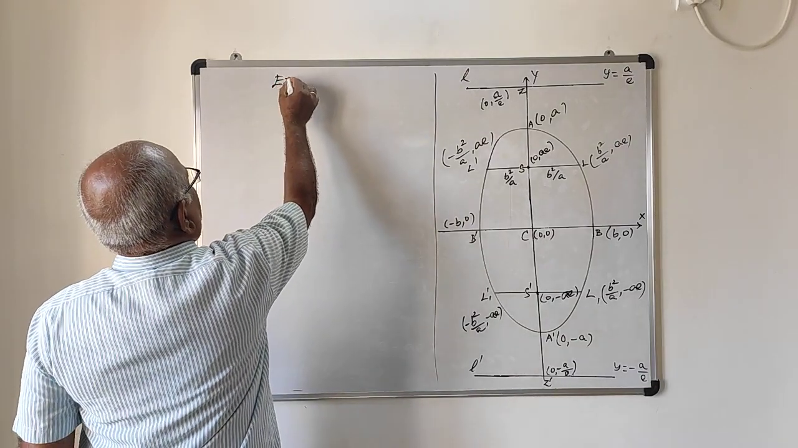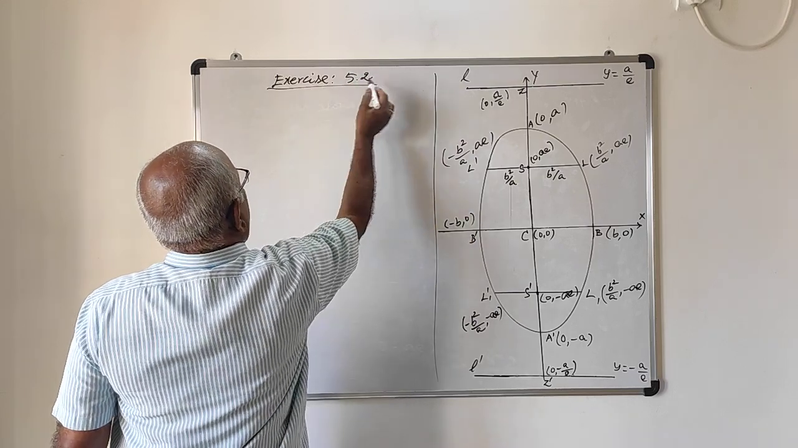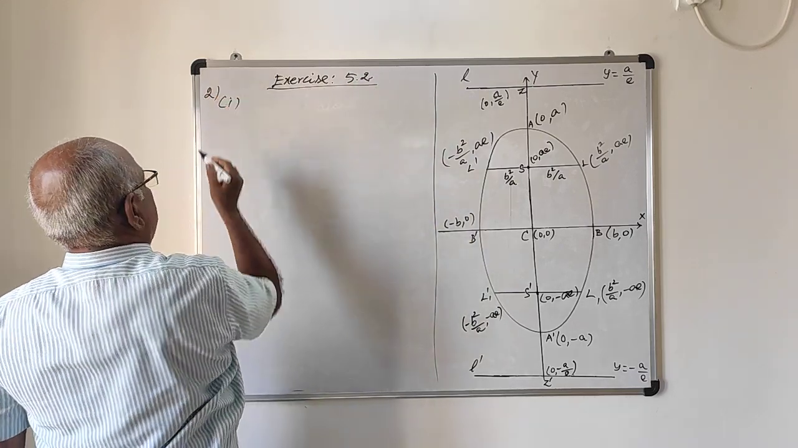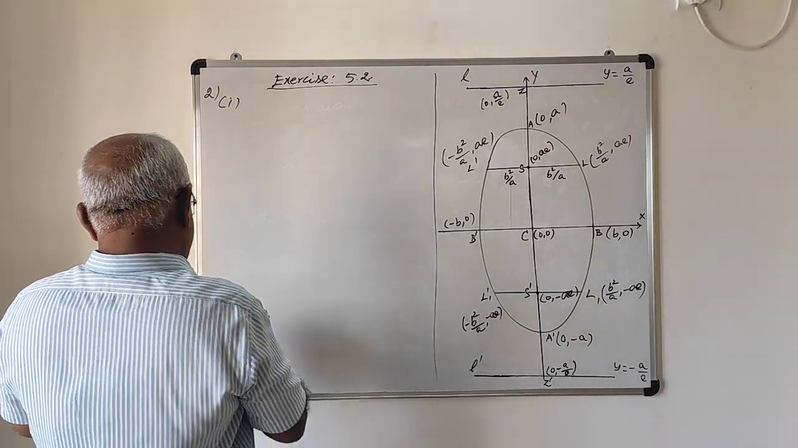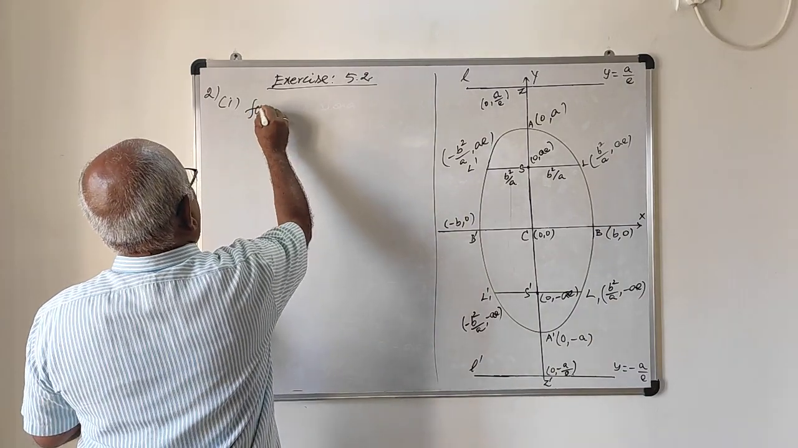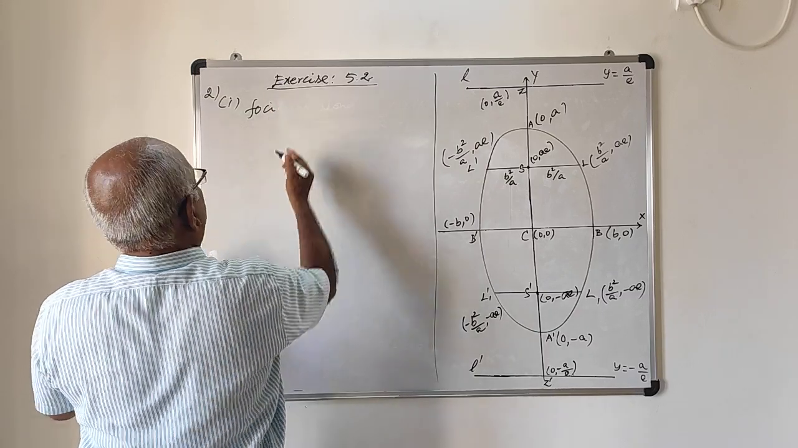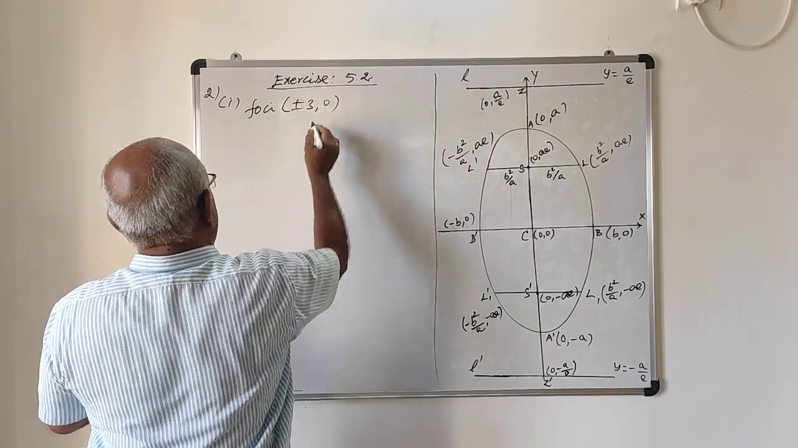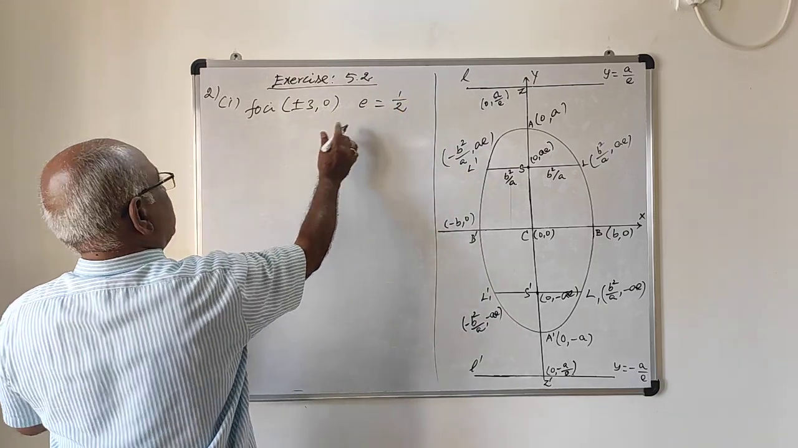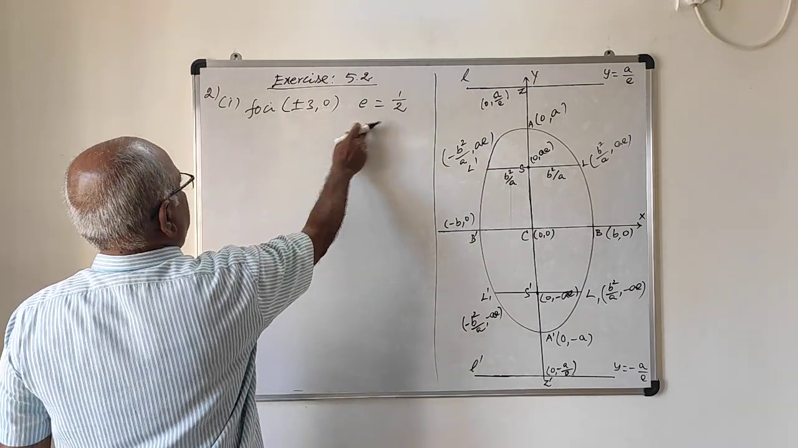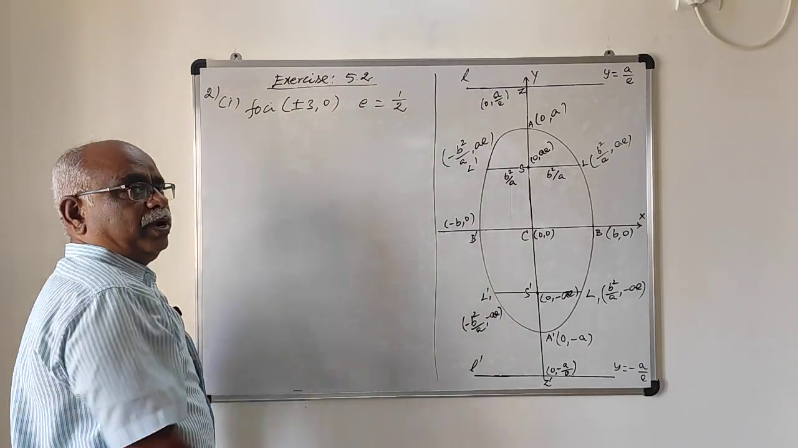Exercise 5.2, problem number 2, subdivision 1. Find the equation of the ellipse if the foci of the ellipse are given. Foci are plus or minus 3, 0 and eccentricity e equal to 1 by 2. These two data are given, and they are asking you to find the equation of the ellipse. Foci plus or minus 3, 0 and e is 1 by 2. Then find the equation of the ellipse.